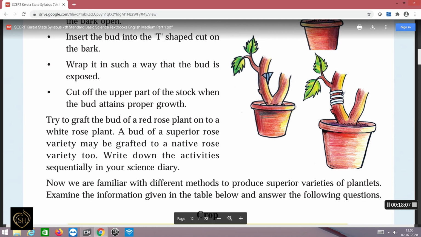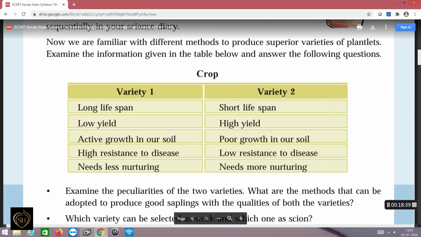Try to graft the bud of a red rose plant to a white rose plant. A bud of a superior rose variety may be grafted to a native rose variety too. Native rose, local rose. Write down the activities sequentially in the correct order in your science diary. Now we are familiar with the different methods to produce superior varieties of plant. Examine the information given in the table below and answer the following questions.